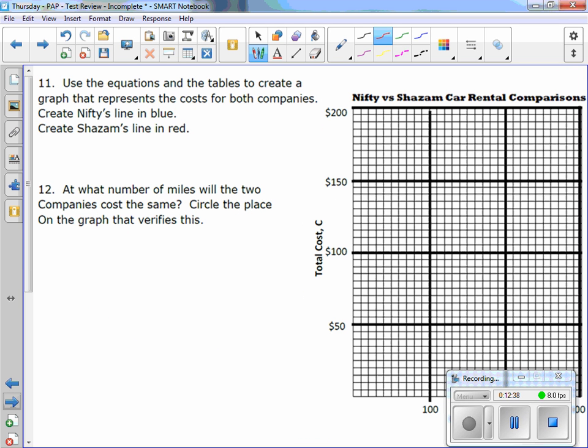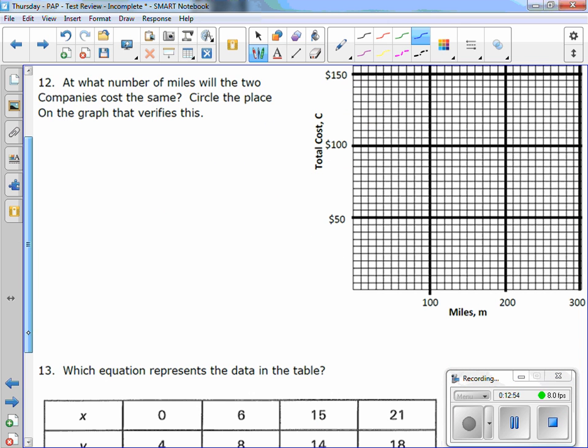Number 11. Use the equations and the tables to create a graph that represents the cost for both companies. We're going to create Nifty's line in blue and Shazam's line in red. So for Nifty's line, we started at 0, 0. So this is your x-axis, and this is your y up there. So we started out and it was $30. So since this is 50, I think this is 5, 10, 15, 20, 25, 30, 35, 40, 45, 50. So we are counting by fives.